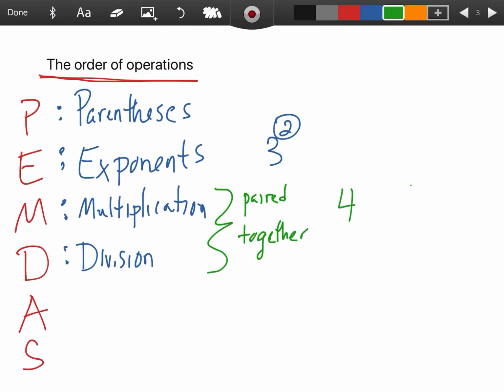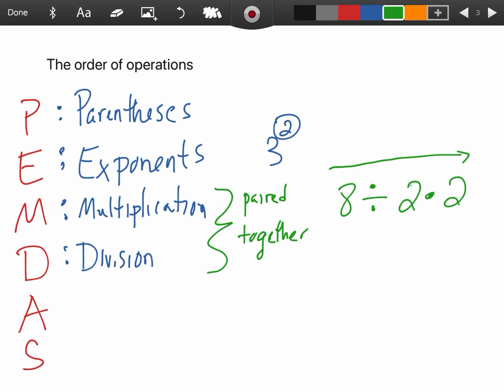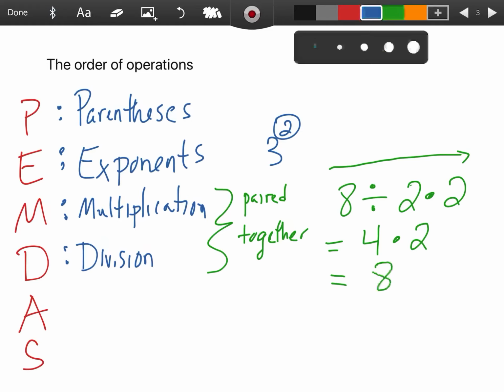If you had something like, let's say, 8 divided by 2 times 2, you don't do the multiplication before you do the division. We're just going to read this left to right, the same way that you read a book. So 8 divided by 2, that's equal to 4, and then we have times 2, and then we'll do the multiplication after. 4 times 2 is equal to 8. Okay, so we're going to read those left to right.